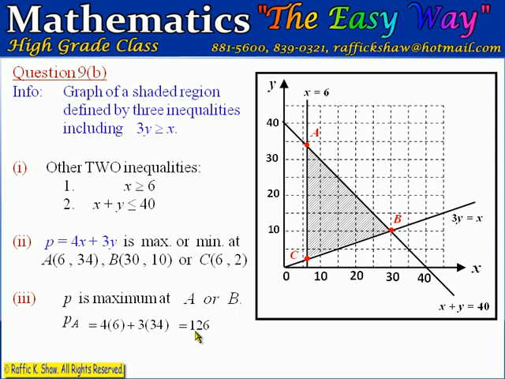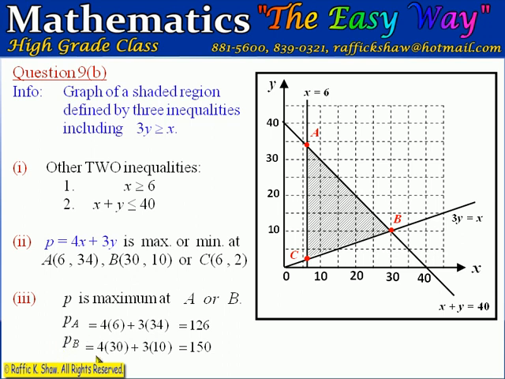Now let's look at what the value of P would be at the point B. At B, where the coordinates are (30, 10), let's plug those values into the function P equals 4x plus 3y. That would be 4 multiplied by the X value at B, which is 30, that's 4 times 30, plus 3 multiplied by the Y value at B, which is 10, so that's 3 times 10. So P at B would be 4 times 30 plus 3 times 10, and when we do that calculation, the result is 150.